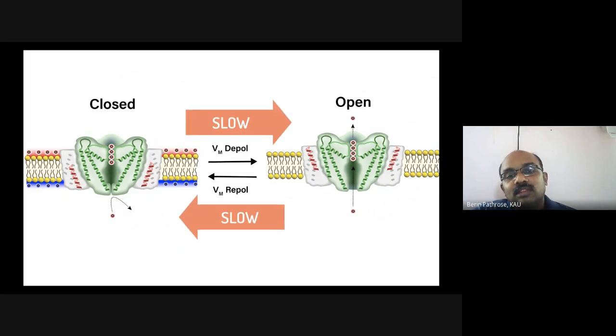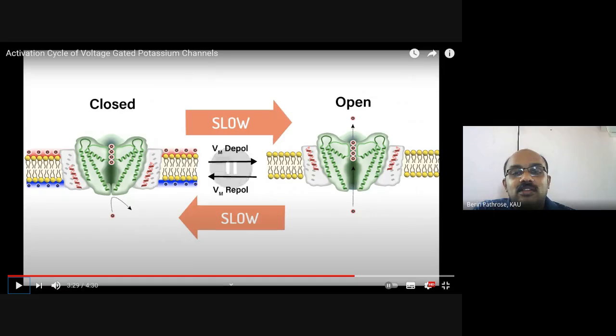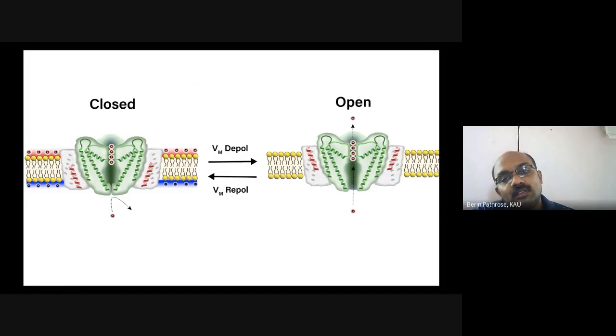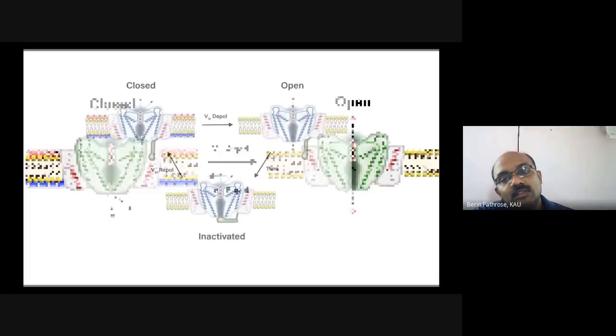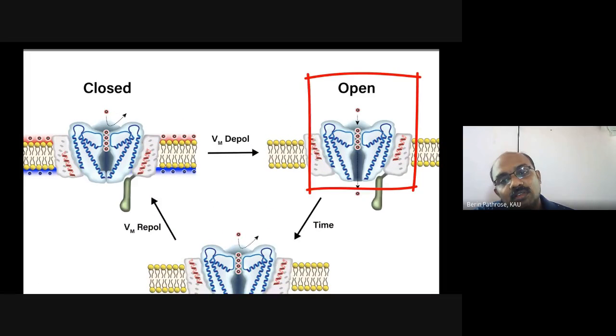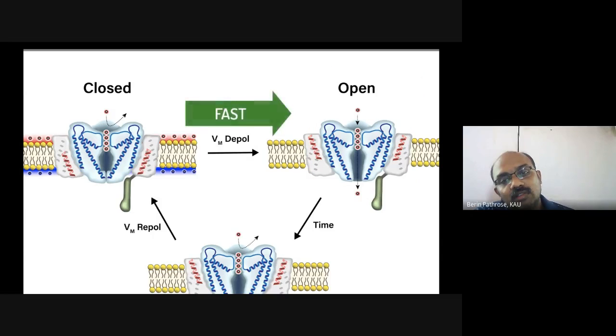Another name for these channels is delayed rectifier potassium channels. So this is in contrast to the voltage-gated sodium channels. When a membrane depolarization occurs that leads to channel opening of the voltage-gated sodium channels, the voltage sensor moves outwards and the voltage gate opens. It's relatively fast. Sodium channels are pretty fast.